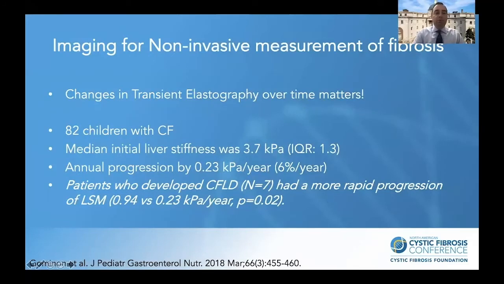Lastly, it is important to realize that patients who have some degree of liver fibrosis are at risk of increasing fibrosis over time. And in this helpful study from 3 years ago of over 80 children with CF, patients who ended up developing more advanced cystic fibrosis liver involvement had a more rapid progression of liver stiffness measurement of 0.94 kilopascals per year compared to those who had a much more mild or modest increase in fibrosis per year, indicating that for those who are at risk, annual measurement of fibrosis with elastography should be considered.